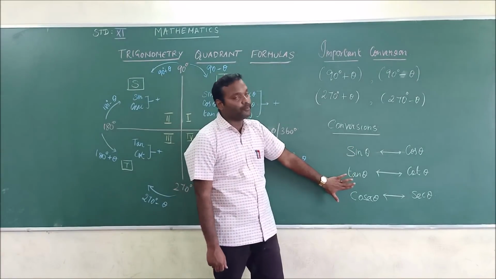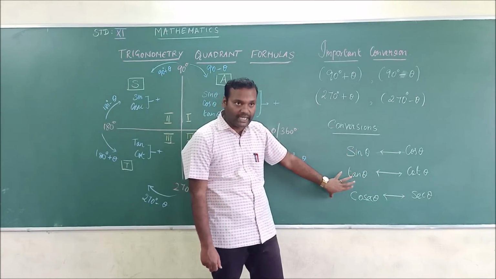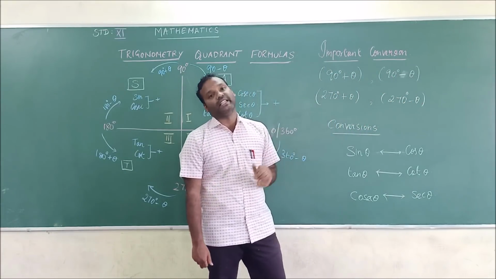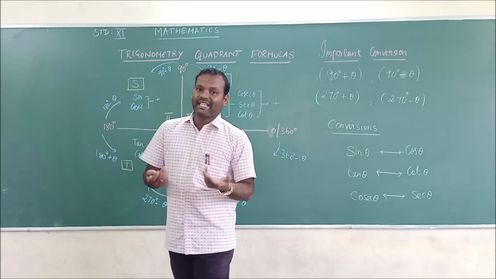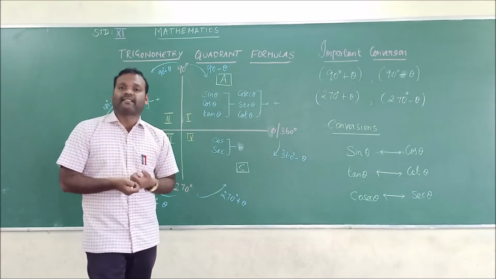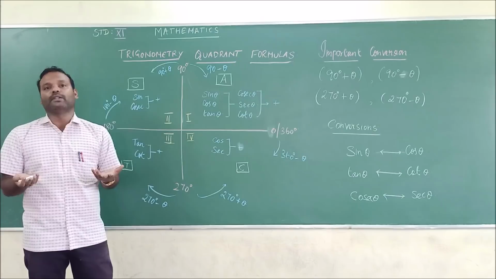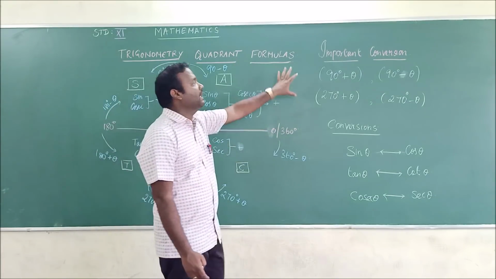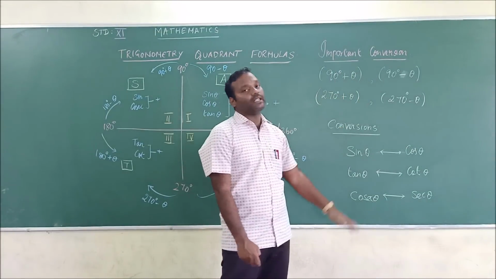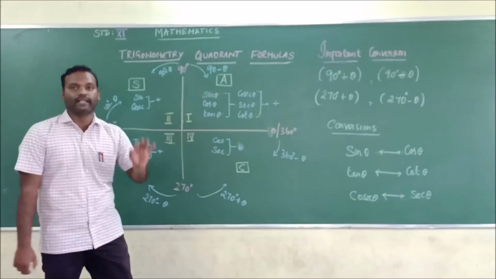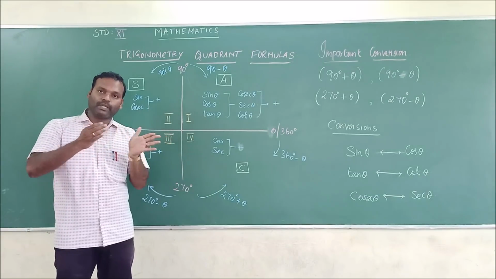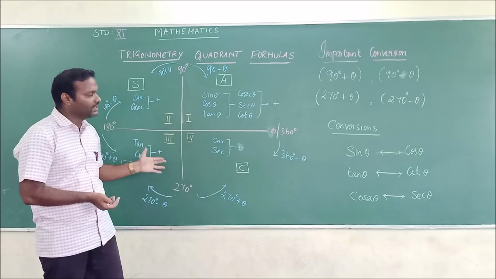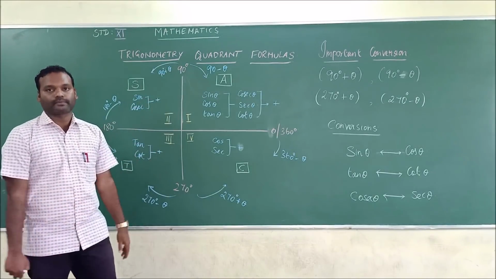These are the 3 important conversions you have to make if your ratio is 90 plus or minus or 270 plus or minus. Suppose it is 180 plus or minus or 360 plus or minus, there is no need to change or to use these conversions. You have to use them only in 90 plus or minus theta and 270 plus or minus theta. Based upon that only we are going to find many trigonometric ratios associated with these angles.